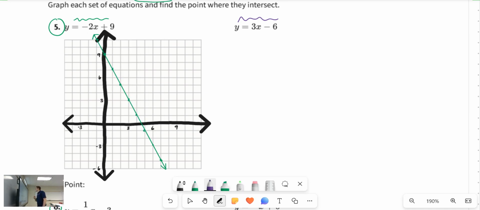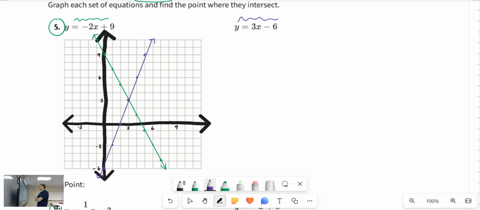And now for our purple line. What's our purple line? 3x minus 6. Okay, so our y-intercept is minus 6. That's down here. And then 3x means we're going to go over 1 up 3. So we're going over 1 up 3 to there, over 1 up 3 to here, to here. All right, and those are enough points, so let's go. It's kind of cool that I can do it intentionally now. It's a cool trick. All right, so those are our 2 lines.